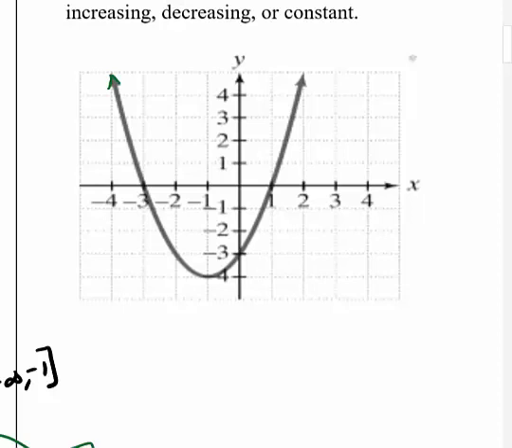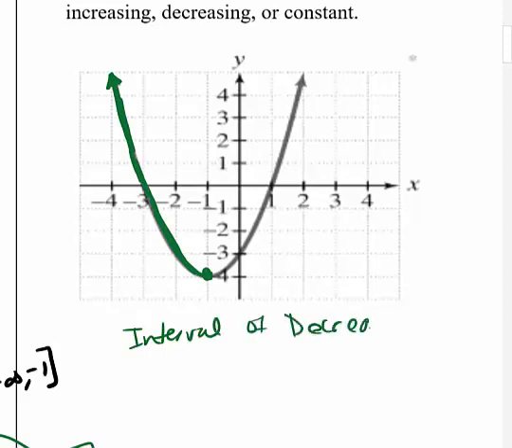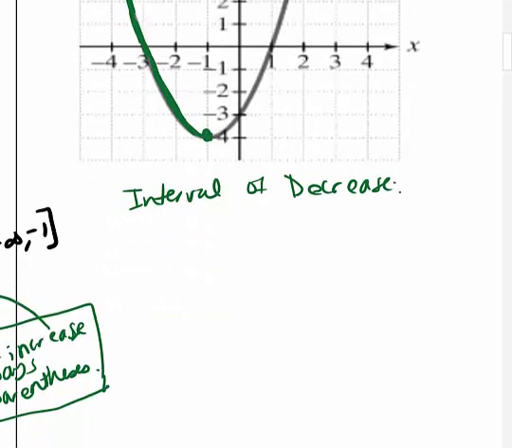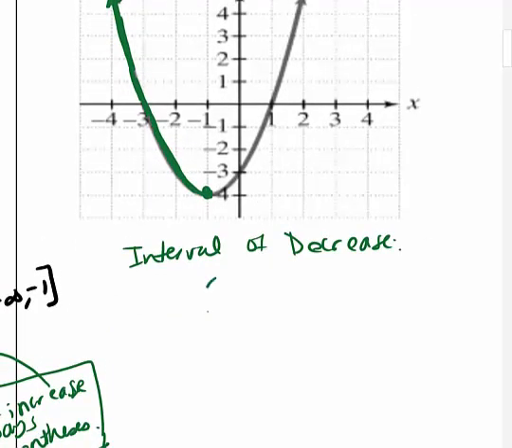Remember, like we said, we're always looking from left to right. So if I look at the very left of this graph, and I go to the right, is this increasing or decreasing? Well, if I'm going from left to right, I'm going down. So it's decreasing. Let's see, I'll write interval of decrease. There could be more than one. There could be just one.